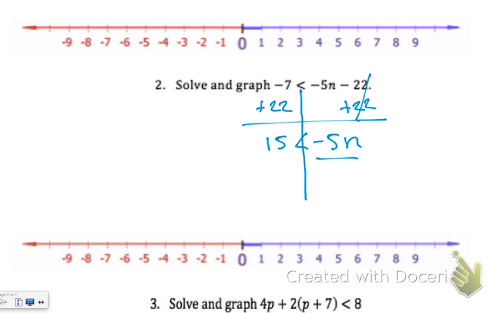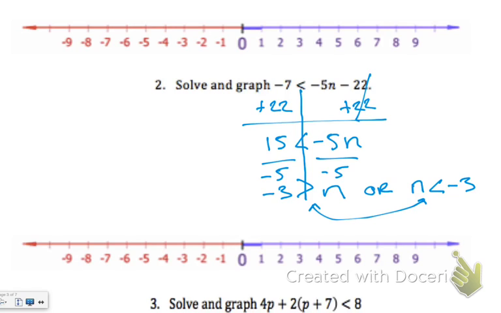And again, to get the variable by itself, we're going to divide by that coefficient. And notice that we are dividing by a negative coefficient, which means we're going to have to change the direction of the inequality symbol. So we'll have that n is less than negative 3. If you want the variable to be on the right, we can say that negative 3 is greater than n. So these two inequalities, even though they're written differently, are the same exact thing.